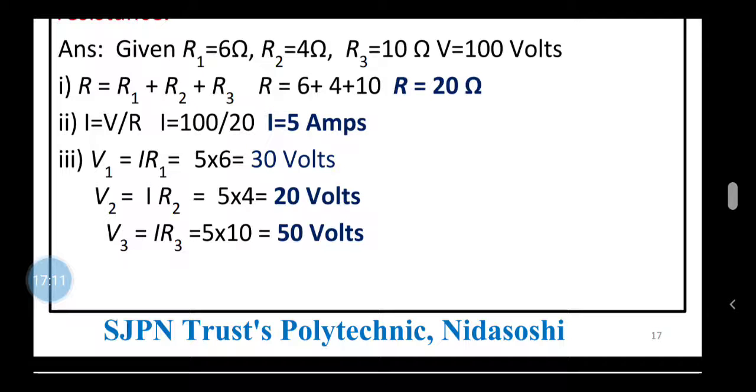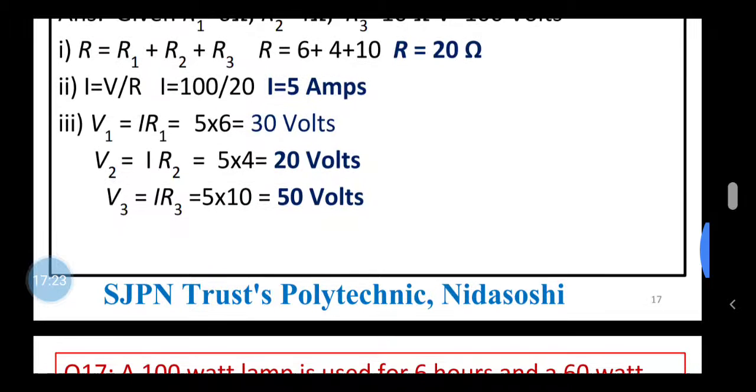Then the second question he has asked is the current: I is equal to V divided by R. Substitute V is 100 volt, and R we have calculated as 20 ohm. Then the current we get is 5 amperes. Then the third point he has asked is what is the voltage across each resistance?